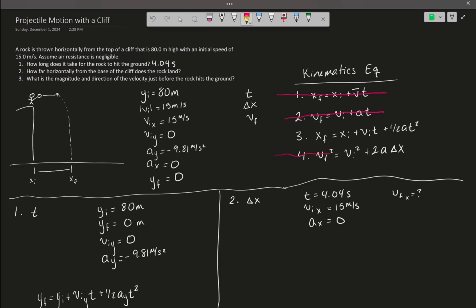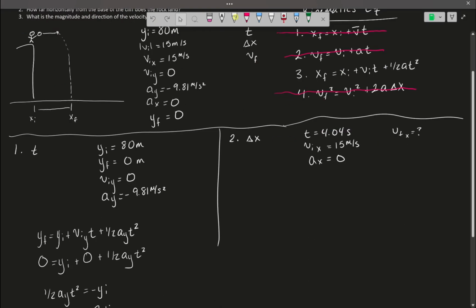And the same thing applies for equation 4. I would have 2 unknowns because I don't know my change in x, I don't know my final velocity, meaning that I need to use kinematic equation number 3. So x final is equal to x initial plus my initial velocity in the x direction times time plus 1/2 acceleration time squared. Because I'm solving for delta x, I'm going to go ahead and move that x initial to the other side.